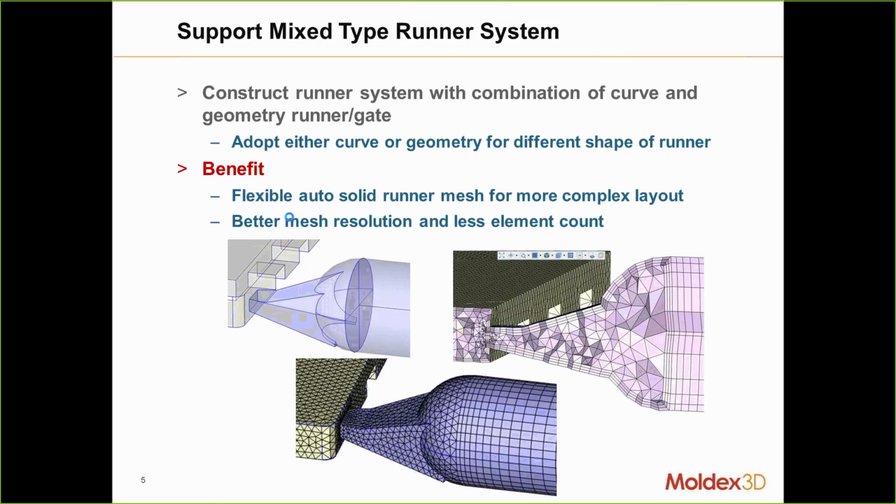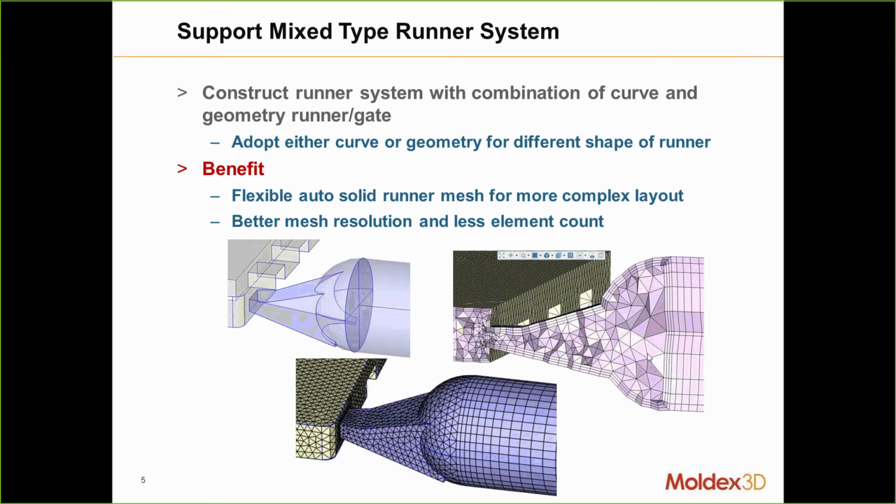Alright, so Designer BLM. The main enhancement here is going to be the mixed type runner system. So we can combine a geometry runner and a curve runner in the same model. So before we could have either one or the other, and it was a very complicated mixture where you had to either try and approximate a geometry based on lines, which as you can see in this case, wouldn't really be possible, or we had to import the geometry and create a large element quantity boundary layer mesh.